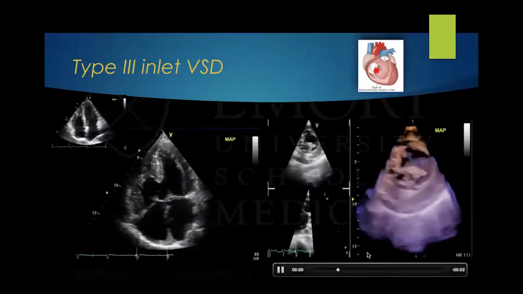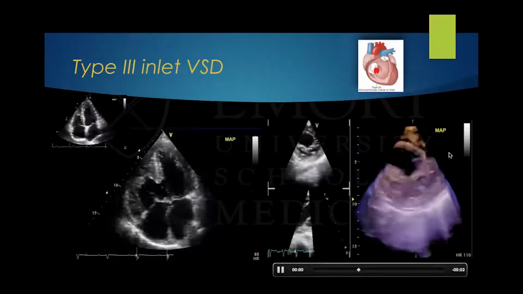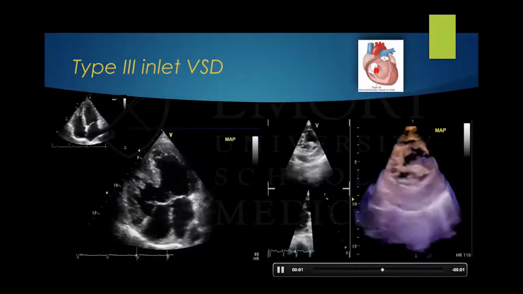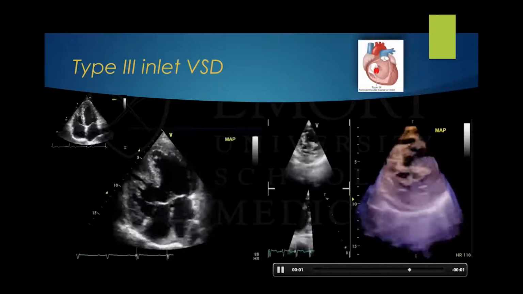And in this 3D, you can appreciate the common AV valve. So the valves have not been divided. It's a cushion type defect.